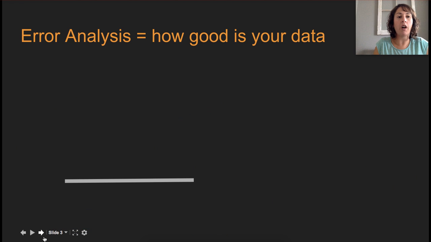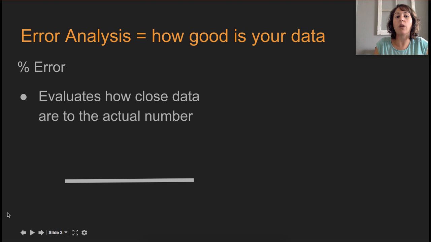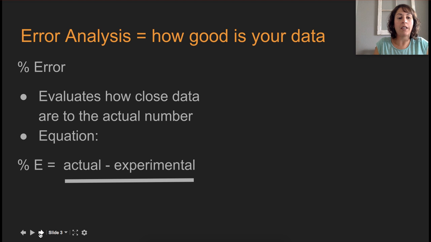So moving on, how do we actually analyze that through a lab? We have error analysis, which tells us how good our data values are. The first one is percent error, and percent error evaluates how close data are to the actual number. So that would be accuracy. In this case, we have an equation: percent error is the actual minus the experimental value, divided by the actual. The experimental is what you get in lab, and the actual is the value that we know that substance should have. Then, to get a percent, we multiply that by 100. We will do this quite frequently in our labs.